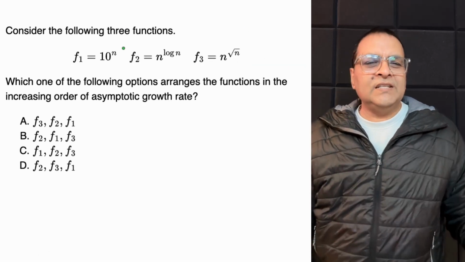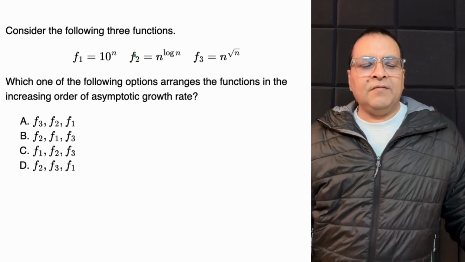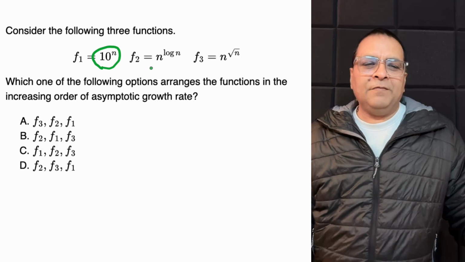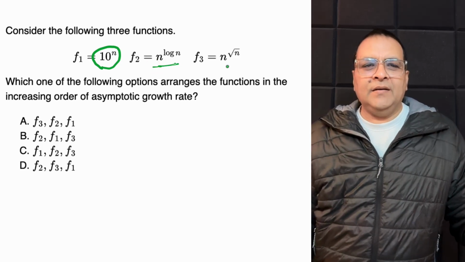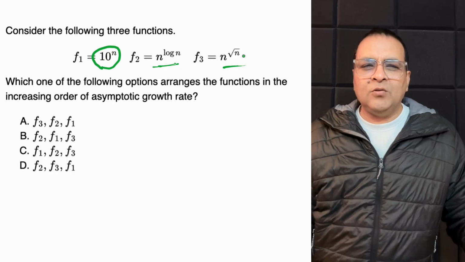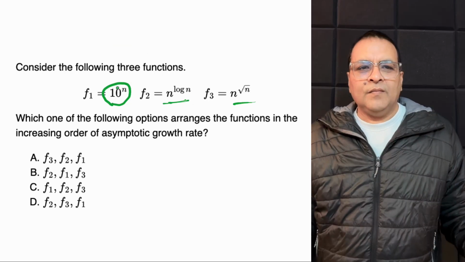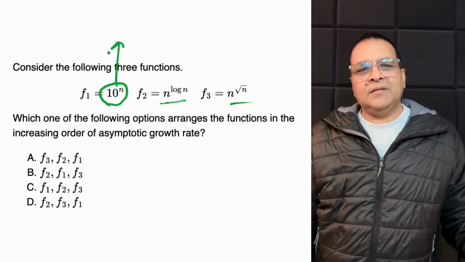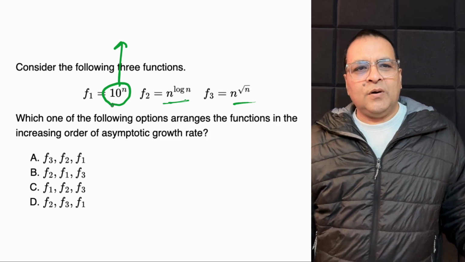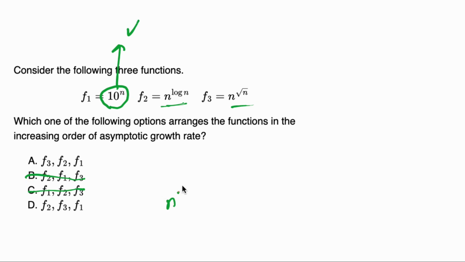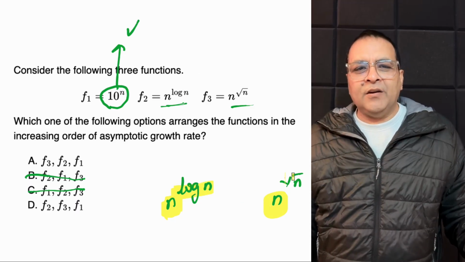Consider this example. This is a question which was asked in the GATE exam. Here we are given three functions. f1 is 10 raised to the power n, which is the exponential function. f2 is n raised to the power log n, and f3 is n raised to the power square root of n. We have to arrange these functions in the increasing order of their asymptotic growth. We clearly know that exponential time is greater than any polynomial time. So 10 raised to the power n is probably the greatest. Therefore, we can discard b and c. Now f2 is n raised to the power log n, and f3 is n raised to the power root n. Because these two n's are the same, essentially we will be comparing log n and root n.